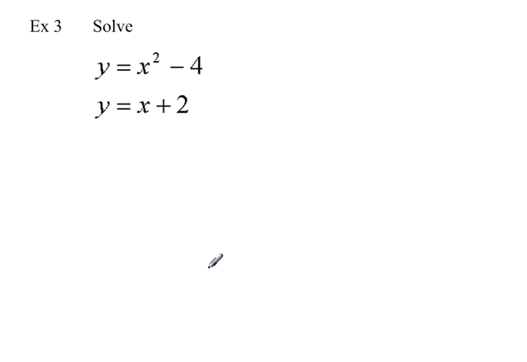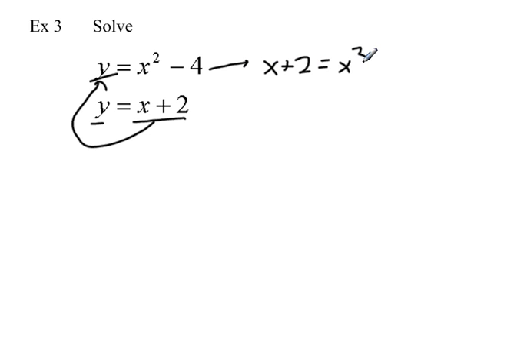I'm going to use substitution because we know y is the same as x plus 2. So I'm going to take that x plus 2 and plug it in place of this y on the top equation. Here's what that gives me. x plus 2 is equal to x squared minus 4. So now let's just move everything onto the right-hand side of the equation. So I'm going to subtract x from both sides, subtract 2 from both sides, which gives me 0 equals x squared minus x minus 6.